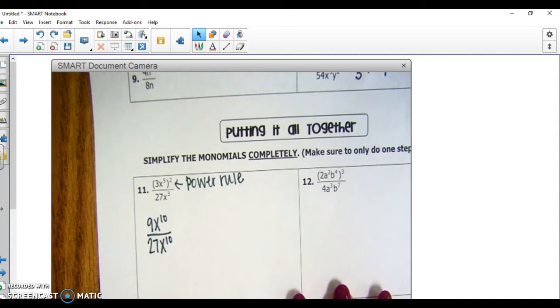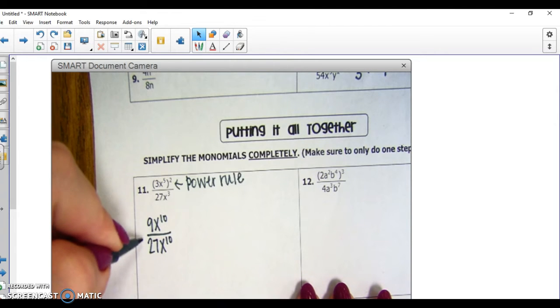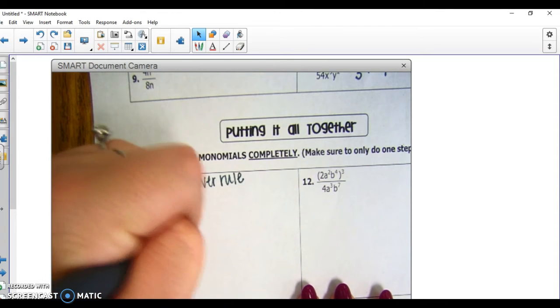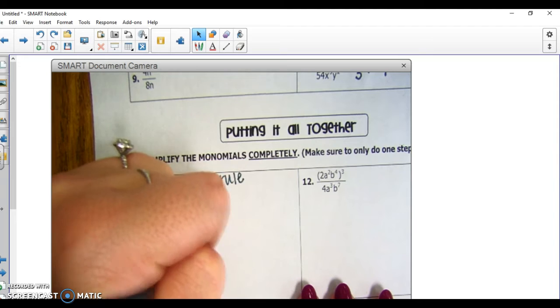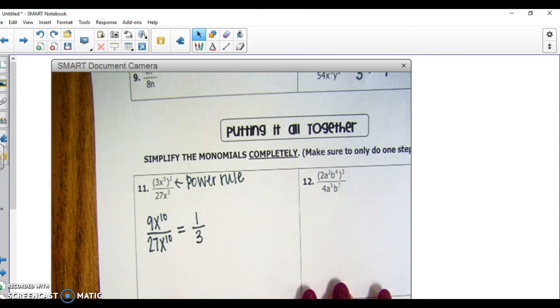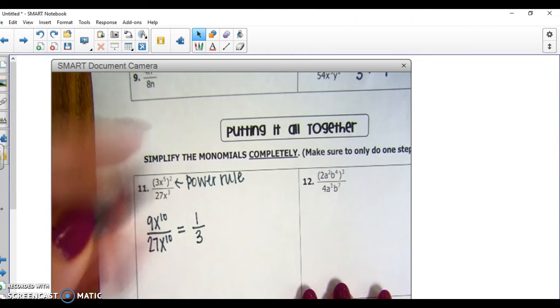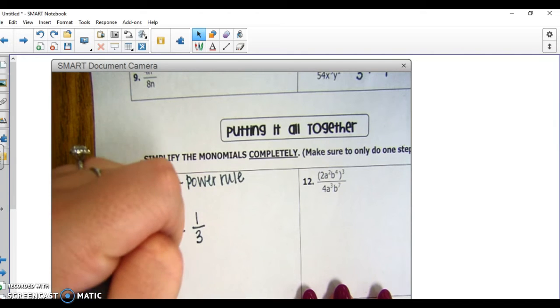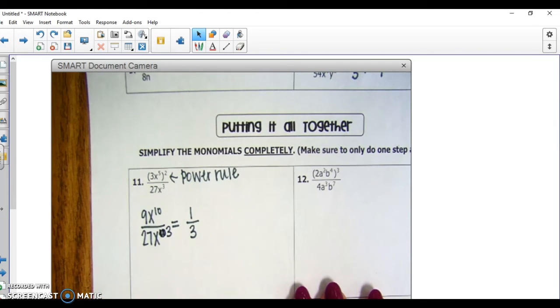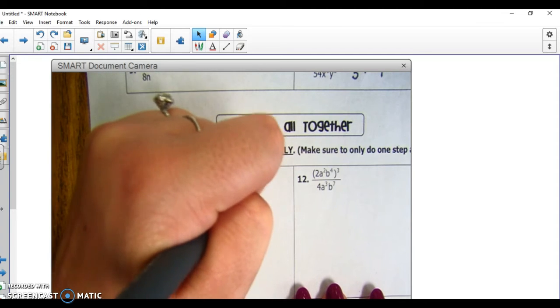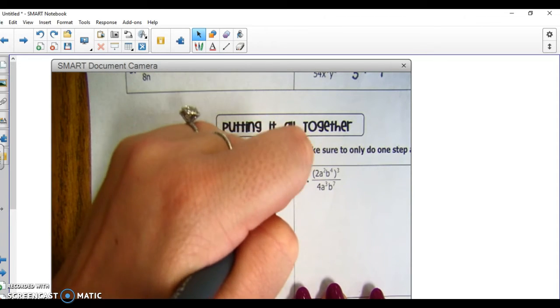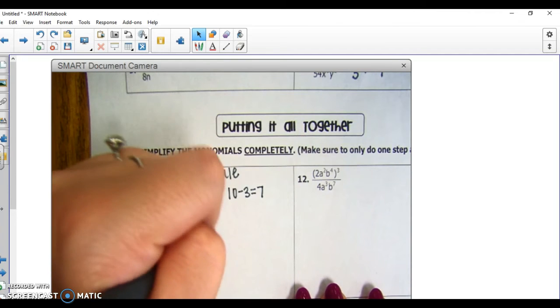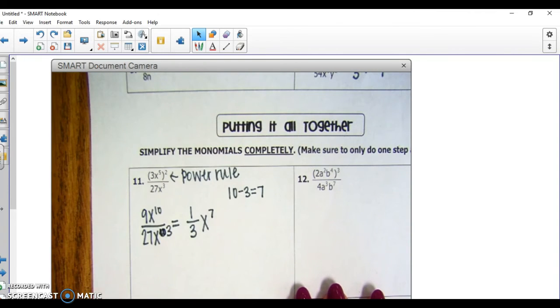So now I just need to simplify that. So 9 over 27 would simplify to 1 over 3. Then I have x to the 10th divided by x cubed, so I've got to do 10 minus 3, which equals 7. So my new exponent would be 7. So I end up with 1/3 x to the 7th.